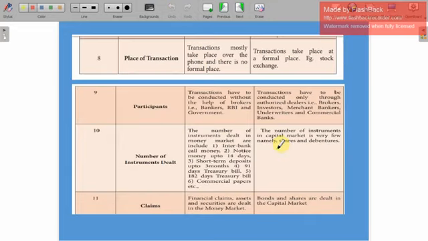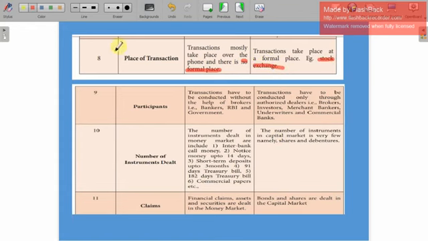And place of transaction. The money market doesn't have any formal place, so they do their transactions only through phone calls. The capital market has a formal place, that is the stock exchange.